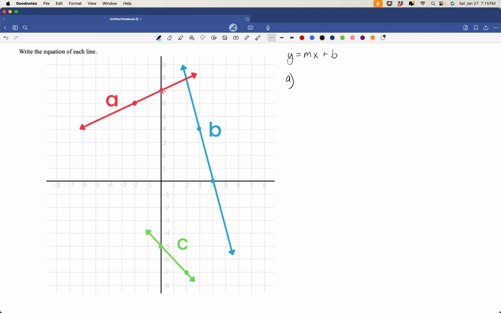We see that on the number 7 here is where it crosses. So that's going to be positive 7. And we see here, let's find our pathway. And our pathway goes up and over, right? So it goes up 1 and it goes over 2. So that's 1 over 2 is our slope. So y is equal to 1 over 2 x plus 7. That's the answer for A, right there.